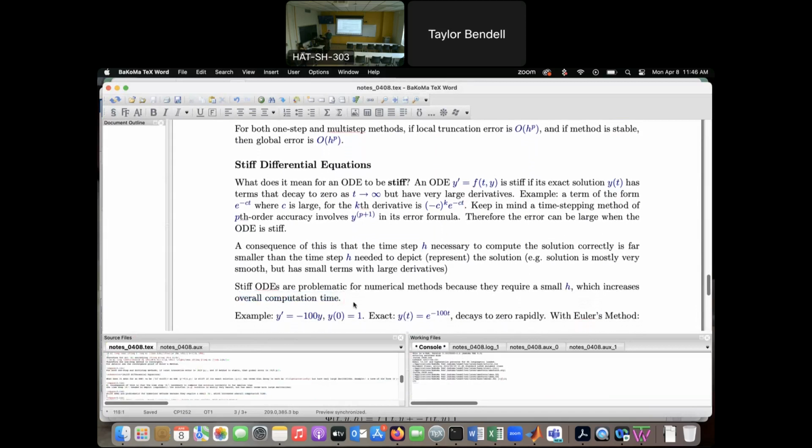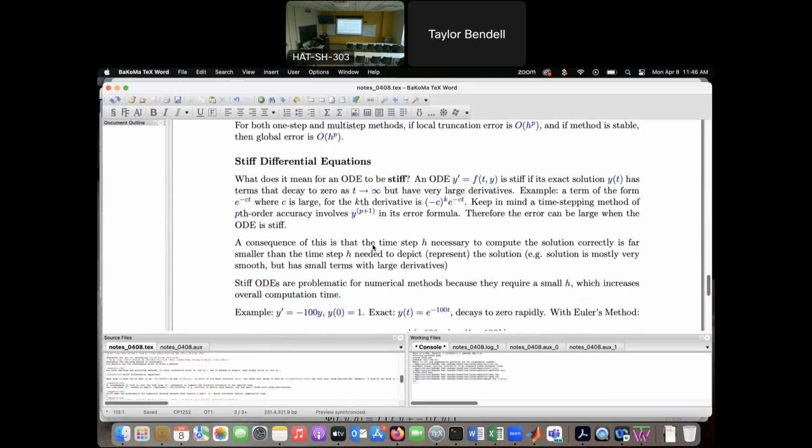So this is why we want to try to recognize when a problem is stiff and try to find better ways to solve such problems. So here's an example. y prime equals minus 100y.